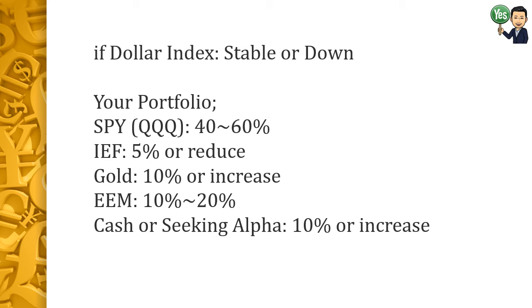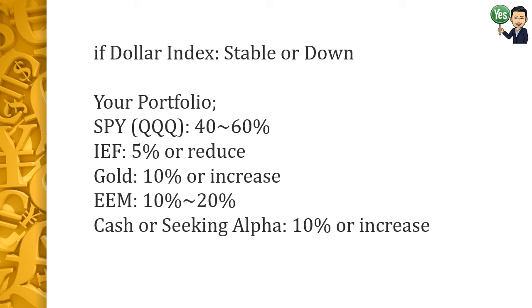In case the dollar index is stable or down, this is how I'm going to build my portfolio. When I say SPY, you can think of the ETF itself, or you can go inside the ETF and find its top 10 holdings, so I can buy one of them like individual stocks. Usually I prefer individual stocks. So either SPY, QQQ, or the individual stocks in the ETF, I think about 40 to 50%.